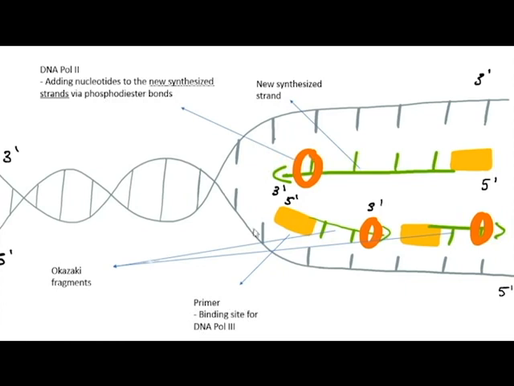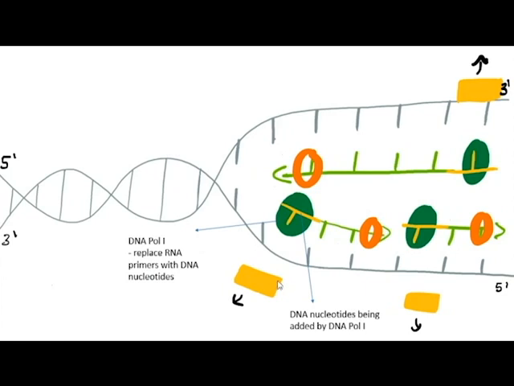While on the lagging strand, which runs in the direction of 5' to 3', due to the anti-parallel rule, DNA polymerase 3 will move away from the replication fork. Therefore, the new strand will be synthesized discontinuously, forming Okazaki fragments.